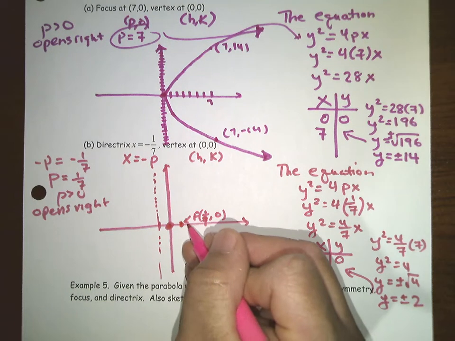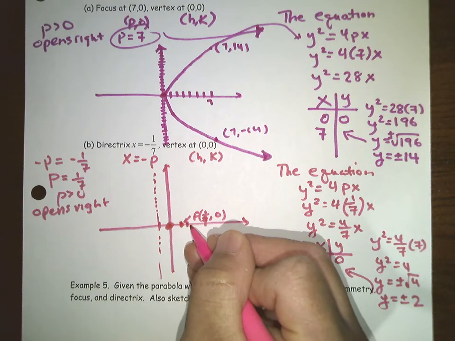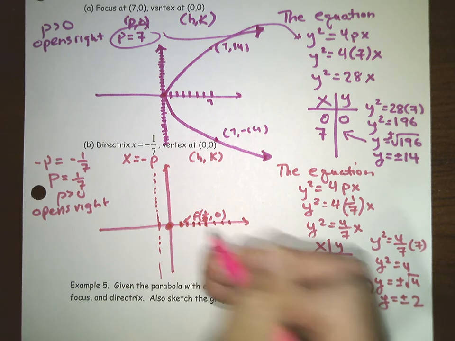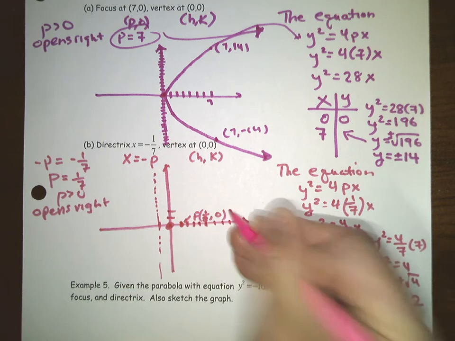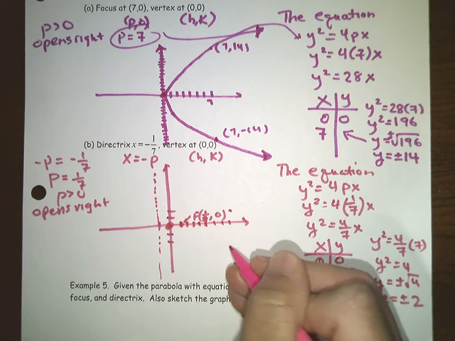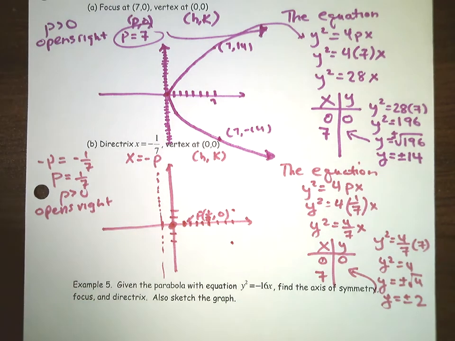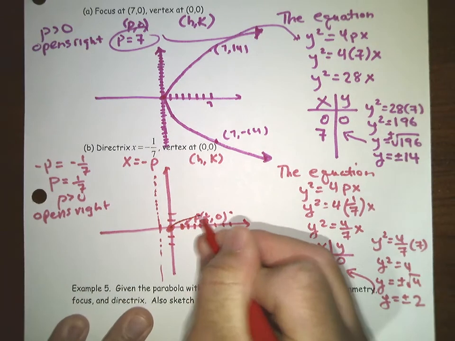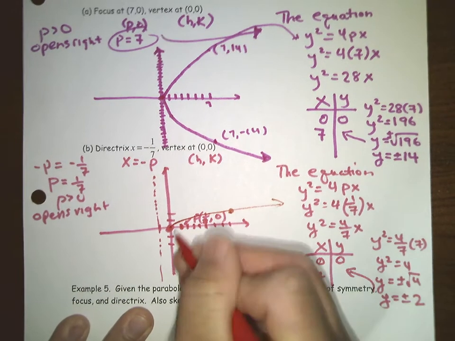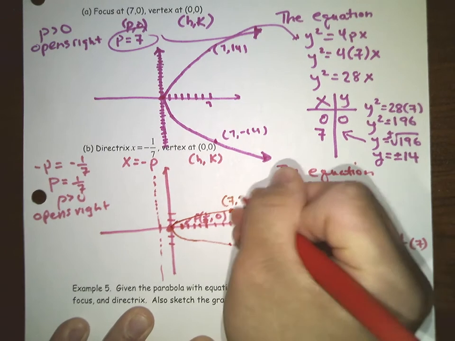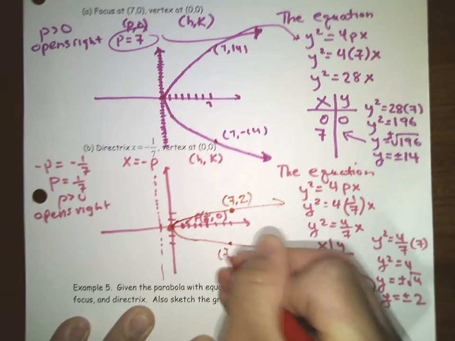So that's 1, 2, 3, 4, 5, 6, 7, and 2, and 7, and negative 2. And then this parabola just opens like this, and like this. So this is going to be (7, 2), and this is going to be (7, negative 2).